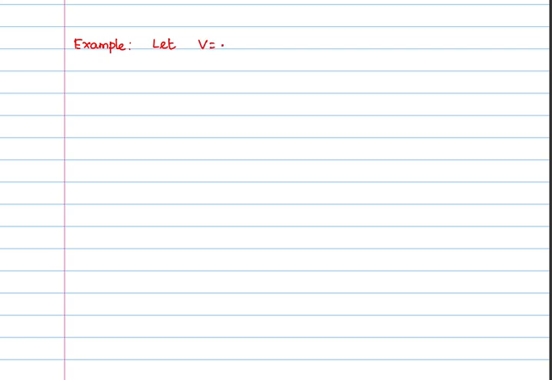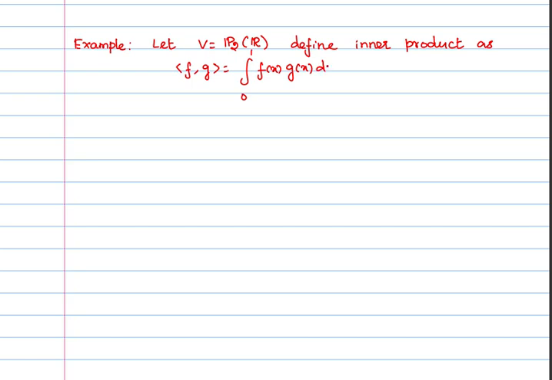Let V be an inner product space, taken as P2 of R. Define the inner product as f comma g equal to the integral from 0 to 1 of f of x times g of x dx.